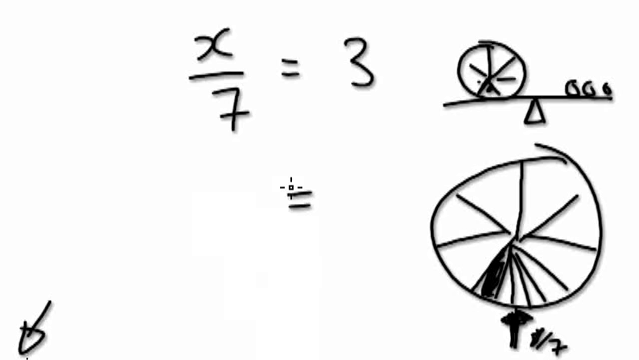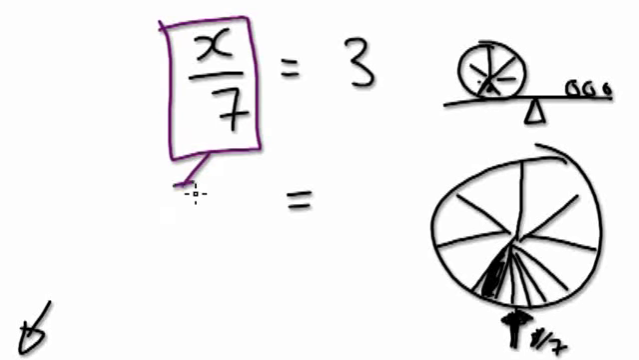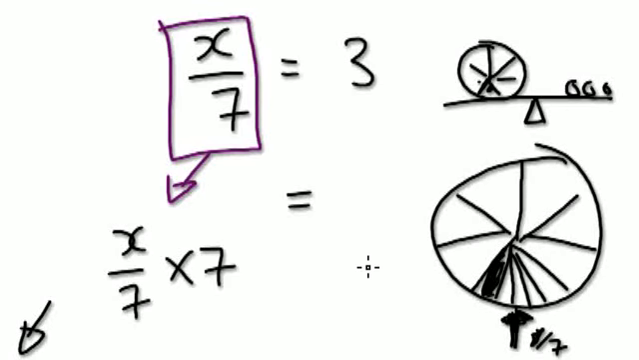Alright, so here, take the whole thing. I'm going to times 7 to both sides. So take this whole thing down here. It'd be x over 7, and then I'm going to times 7 here. And then on this side here, I'm going to times by 7 as well.